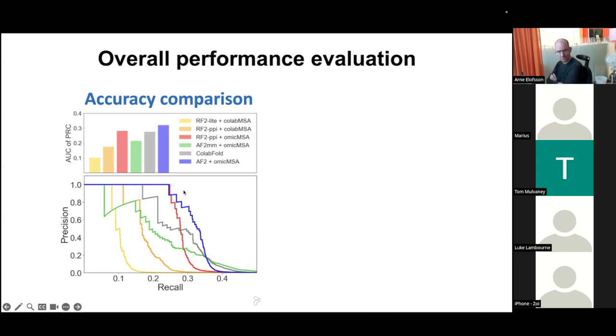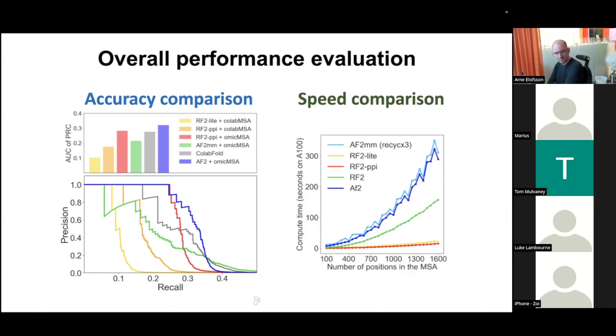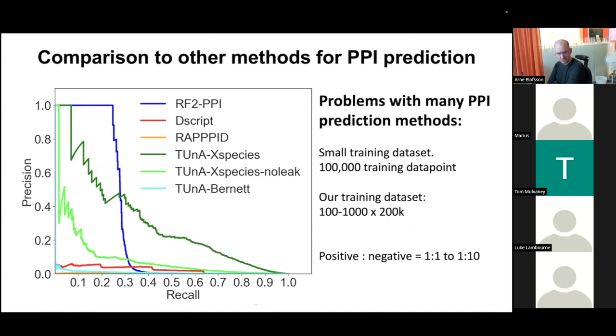Let's say if we put omic MSA together with AlphaFold, then we make AlphaFold even better than the RoseTTAFold. But anyway, if you compare the time, you can see that our RoseTTAFold is a lot faster than AlphaFold, and that allows us to do a proteome-wide PPI screen. So after we submitted our paper, the reviewers started to ask questions.